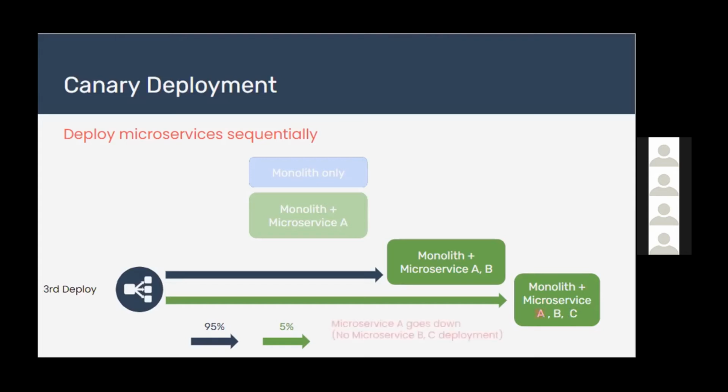However, what if microservice A were to break? In that case, they would want to roll back to a version where it was monolith, but only microservice B and C.